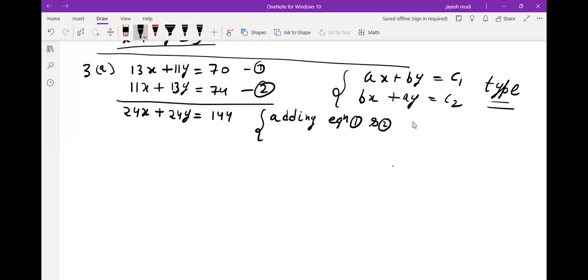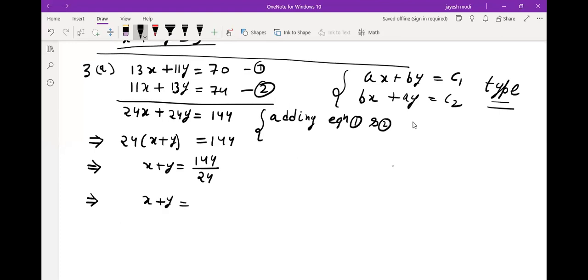So when we take 24 common from the first equation, 24 into x plus y equals 144, it implies when we divide both sides by 24, the left hand side 24 will be cancelled out and in the right hand side it is 144 by 24. It implies x plus y equals 6. This is the third equation: x plus y equals 6.